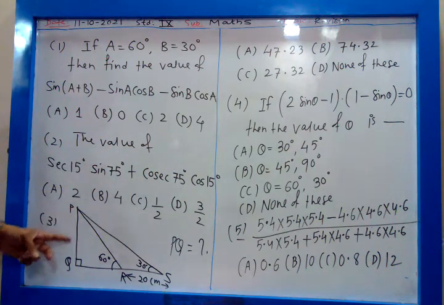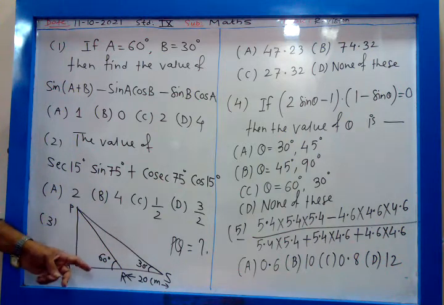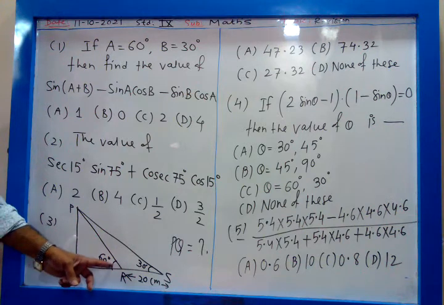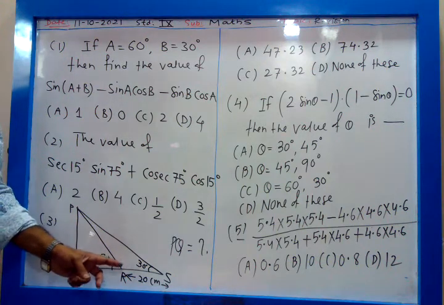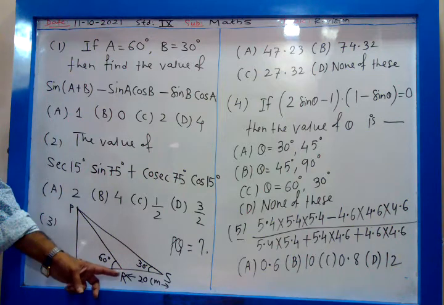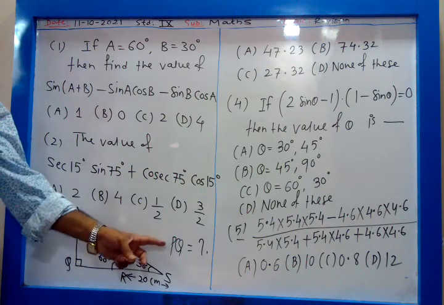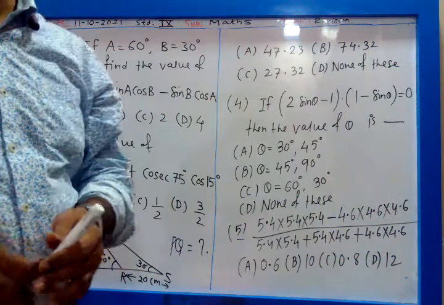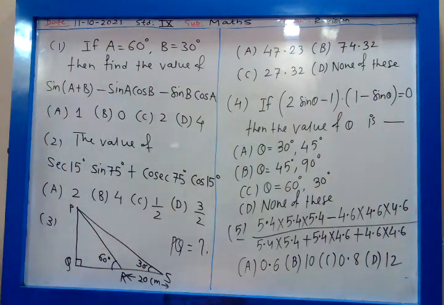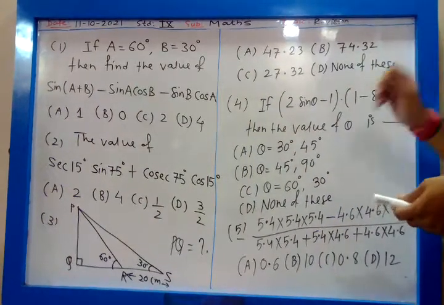Then you are given a triangle PQR. Angle Q is 90 degree, angle R is 60 degree, angle S is 30 degree. Then RS is 20 centimeter. Then the value of PQ is option A 47.23, B 47.23, C 74.32, D 27.32, none of these.